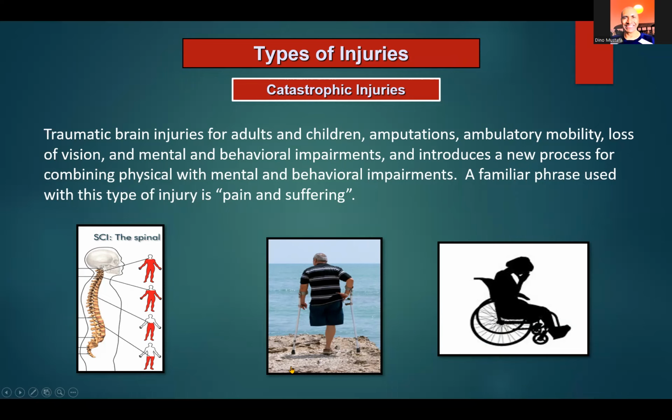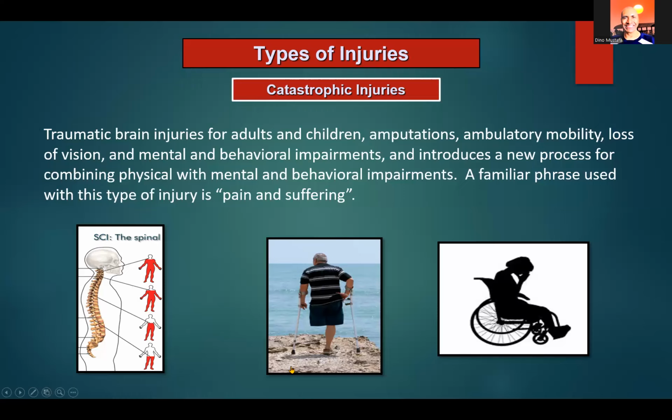A familiar phrase used with this type of injury is called pain and suffering. Whenever you hear the term pain and suffering, I actually remember mentioning this in a previous lecture, maybe the CABE or Rebo lecture. This is referring to a catastrophic injury. It's not referring to bodily pain. Of course, bodily pain is included here, but we are talking about much more than bodily pain. This is like mental anguish. The person's life has been changed upside down because of the car accident. He's going to be sitting in a wheelchair for the rest of his life.